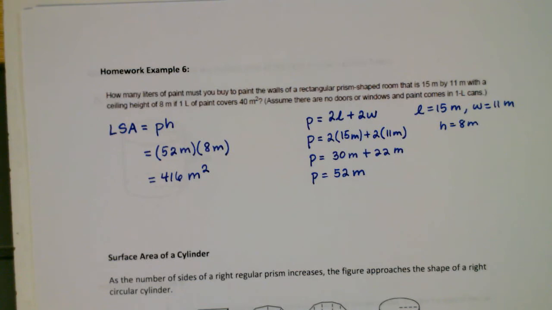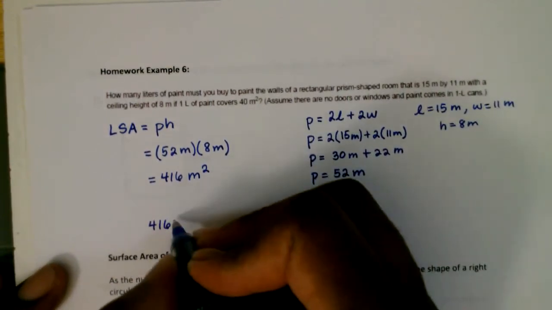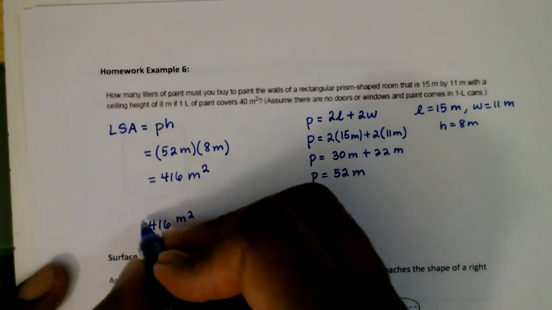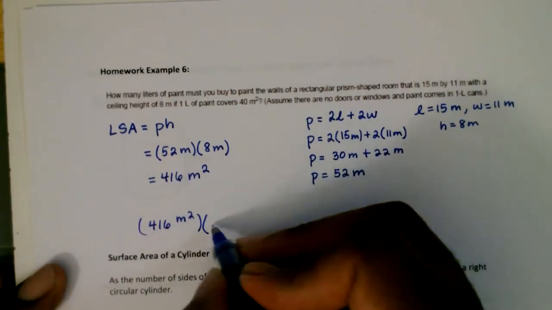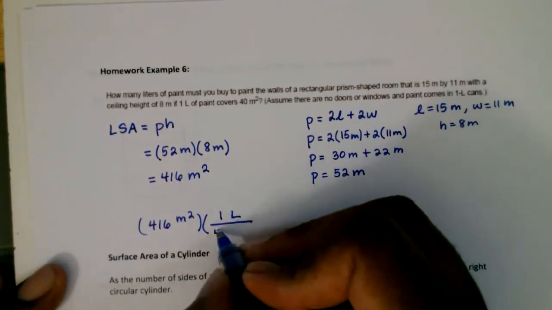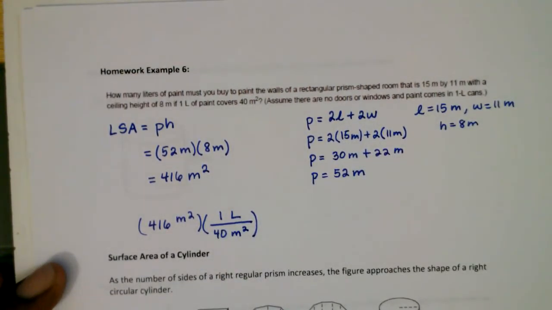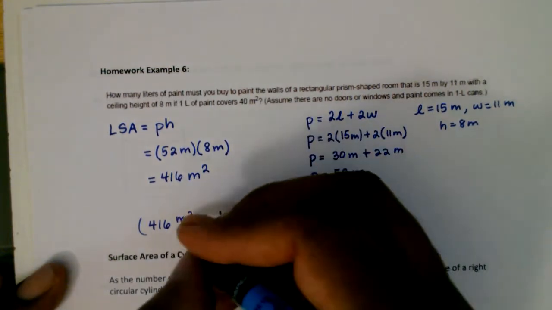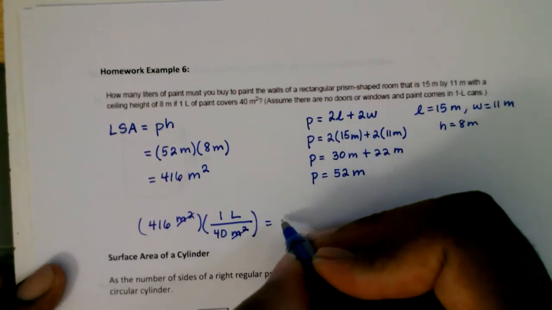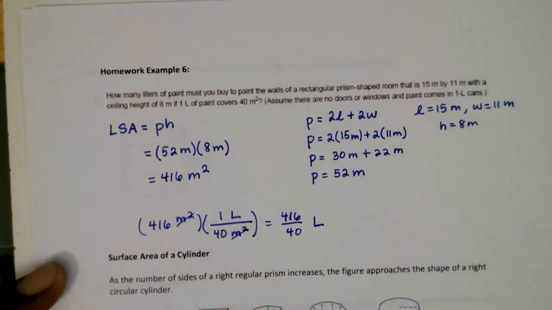And then we're going to find out how many liters of paint that we need to buy. And we're assuming that 1 liter of paint covers 40 square meters. Well, I'm going to take that 416 square meters, multiply that by, for 1 liter, it will take 40 square meters. Notice I'm putting the 40 square meters on the bottom and the 1 liter on top. That way these square meters divide out. So I'll have 416 divided by 40, and that will be in liters.